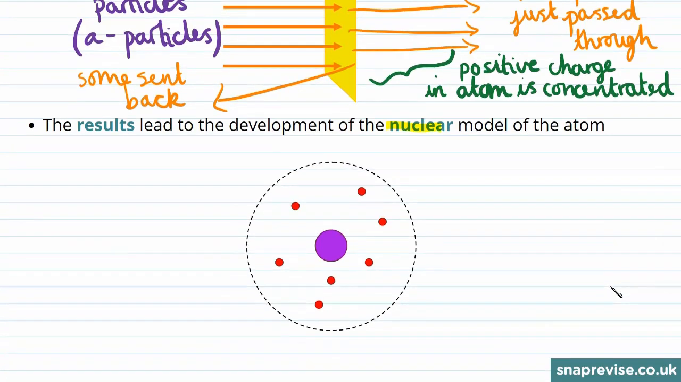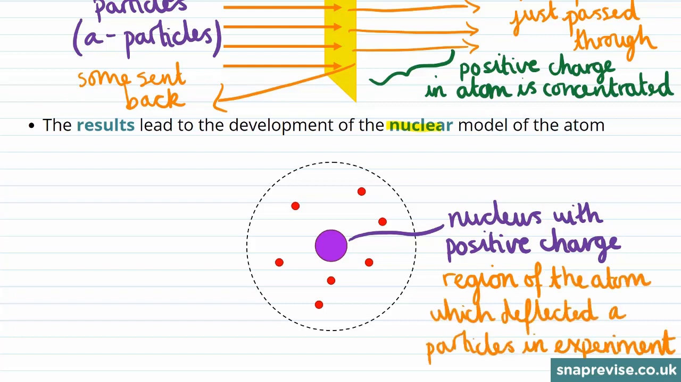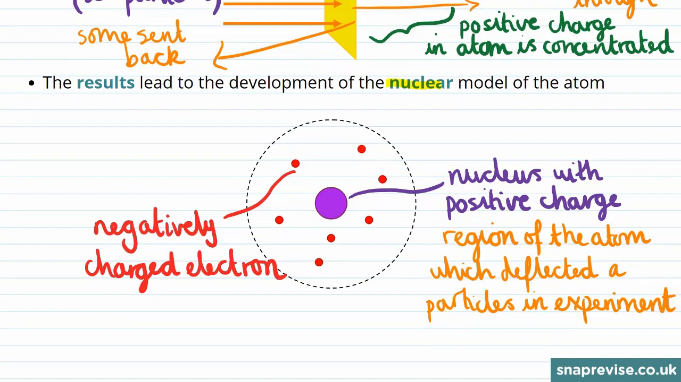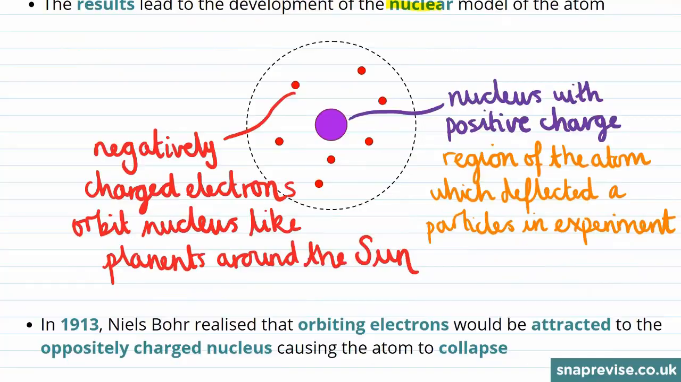This model can be seen in this diagram, and it's called the nuclear model because it features a nucleus which has a positive charge. It's this region of the atom which led to the deflection of the alpha particles. The rest of the particles would have just passed through the empty space around the nucleus, an empty space that is only filled with the occasional negatively charged electron. This model is different from the plum pudding model, as it has the positive charge within the atom concentrated in the centre, at the nucleus. The idea of this model was that the negatively charged electrons orbited the nucleus like planets in a solar system. This model was adapted in 1913.